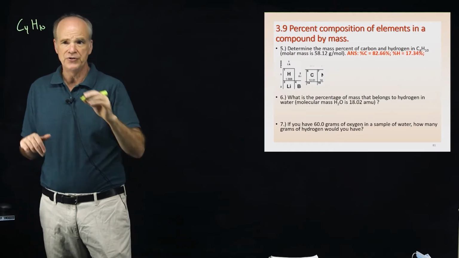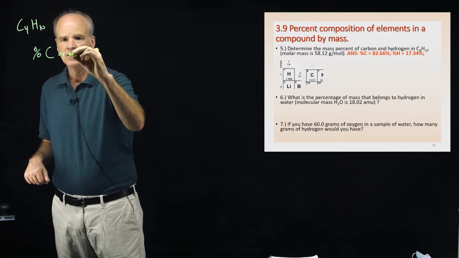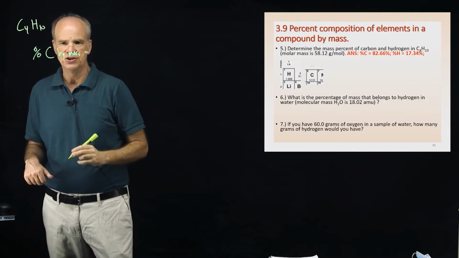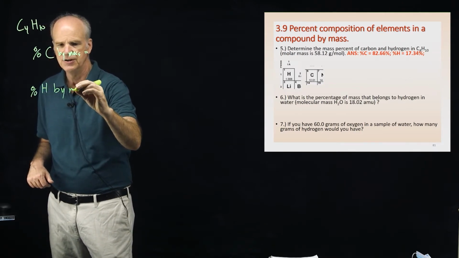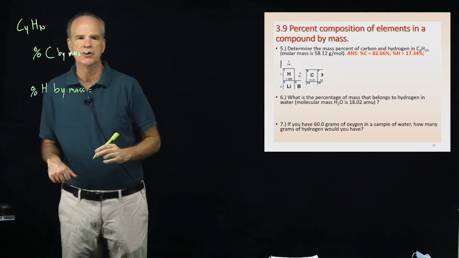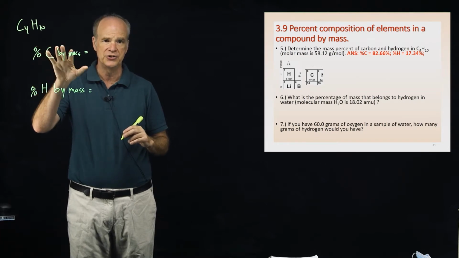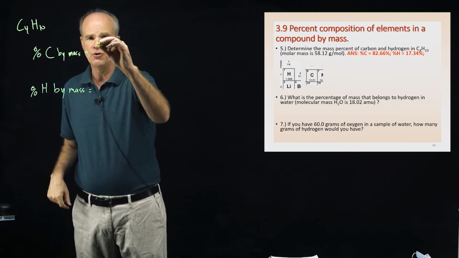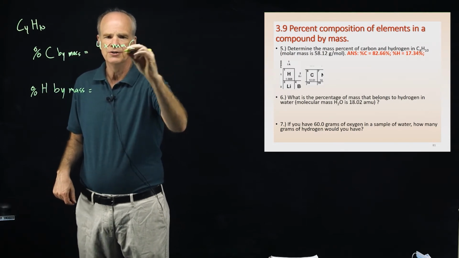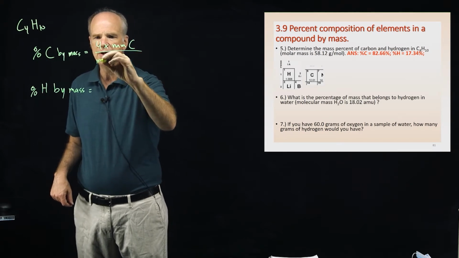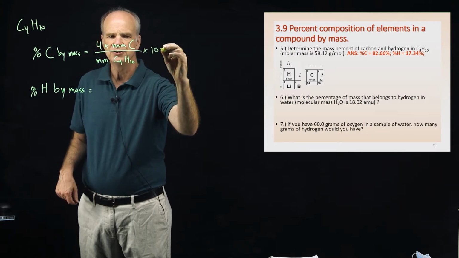And what you have to do is figure out the percentage of carbon by mass in this molecule and the percentage of hydrogen by mass in this molecule. So this is how I would do it. It looks like the formula is indicating that there are 4 carbon atoms in one molecule. So it's going to be 4 times the molar mass, I'll just write mm for molar mass, of carbon divided by the molar mass of C4H10 times 100.